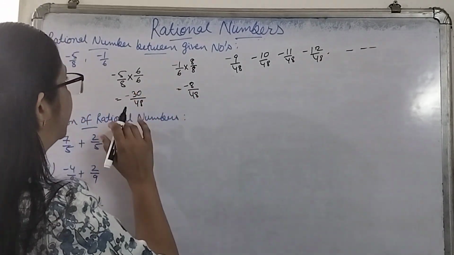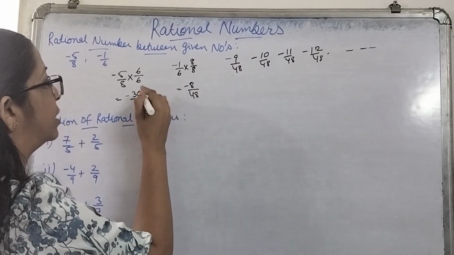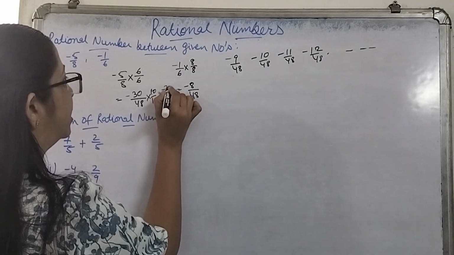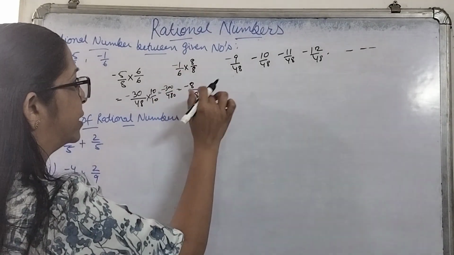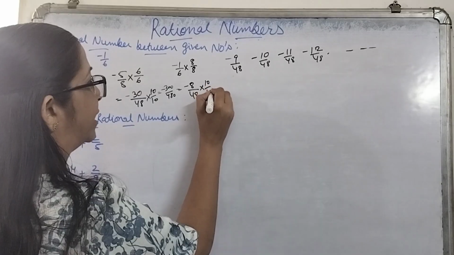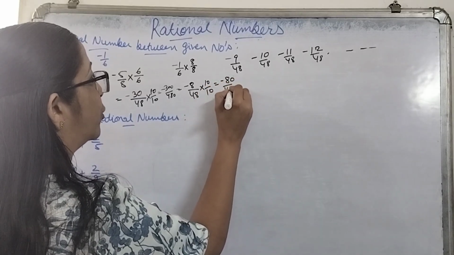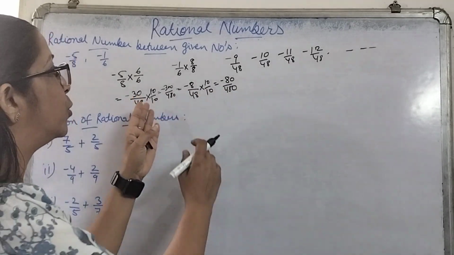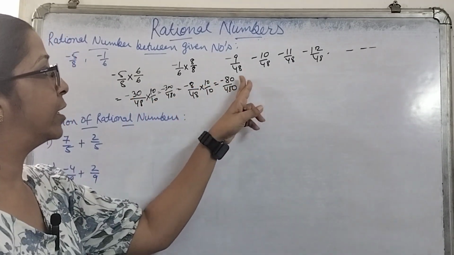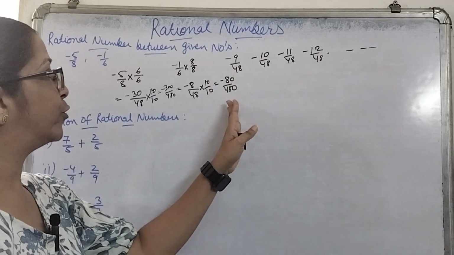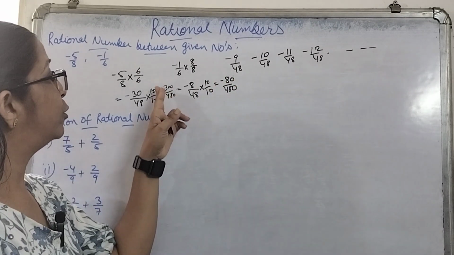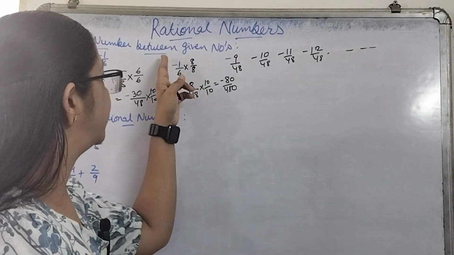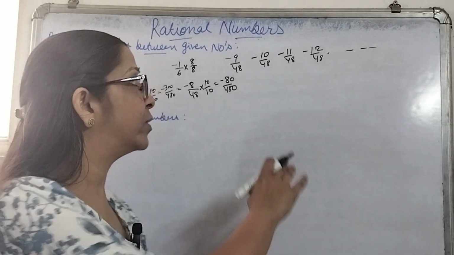Similarly, if we had multiplied these two rational numbers by 10, this could be written as minus 300 over 480, and the other, multiplying and dividing by 10, as minus 80 over 480. Again the denominators are the same, 480 and 480. So the numbers starting from minus 81 upon 480, minus 82 over 480, minus 83 over 480, up to minus 299 over 480. So many rational numbers we can find between any two given rational numbers. This is one of the methods.